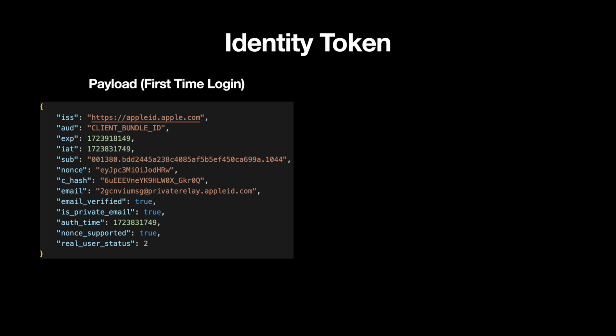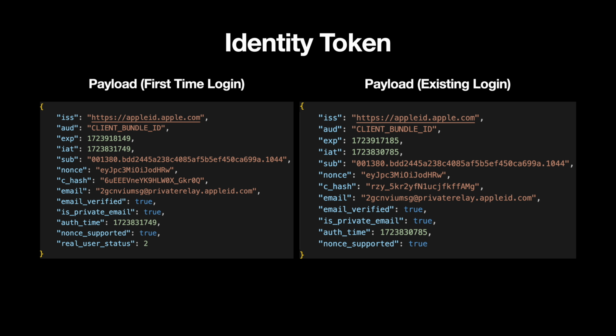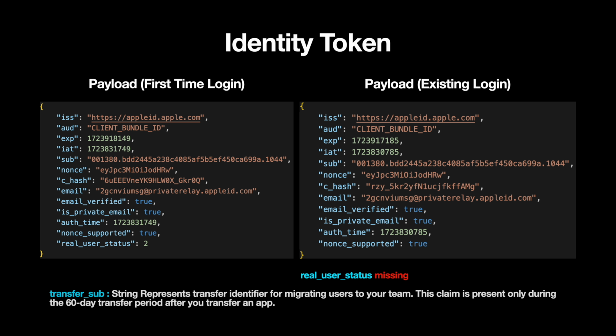Let us see what we get in the payload whenever a user authenticates with Sign in with Apple for the first time. This is the payload, and the existing login is where a user tries to sign in with Apple again. So it has one node missing, real_user_status. real_user_status is only present when you are doing the Apple login for the first time, and then in the application it is returned as unknown, but it is never returned in the payload while decoding the identity token. There is one more node, transfer_sub.